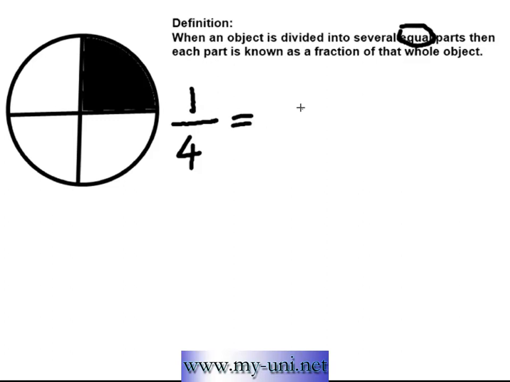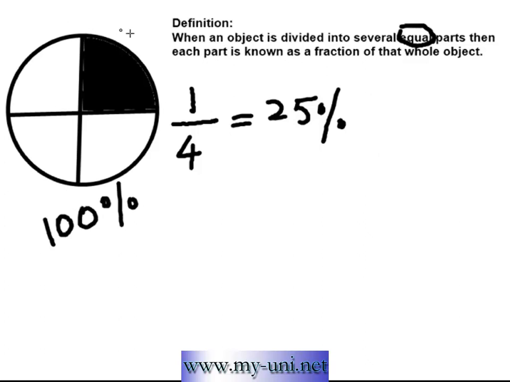Another way would be to represent this fraction in terms of percentage. So this would be the equivalent of 25%. If this whole object is treated as 100%, if this object is converted onto a scale of 100, then we have consumed 25% of it. The third way would be to represent this in terms of decimal fractions, as we call them, and that would be 0.25. If this whole object is treated as 1, then you have consumed 0.25 of it.